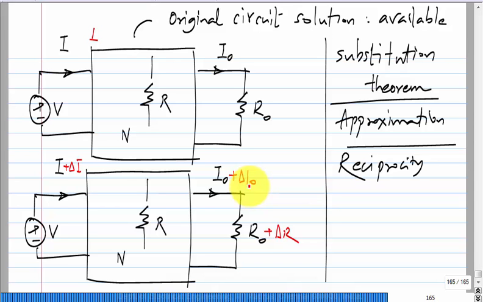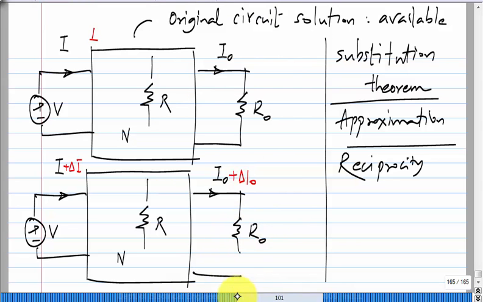Then what you can do is this R naught itself you can split into two resistors in series, R naught and delta R, right? This is trivial. Now you can substitute this delta R by what? What will you substitute that by? I mean, I just said you will substitute delta R. What will you substitute it with? A voltage source I naught plus delta I naught times delta R.